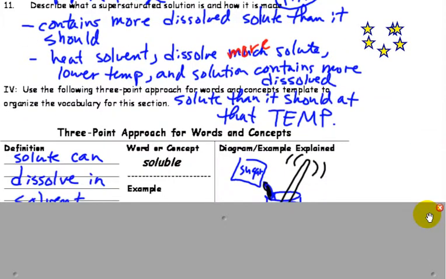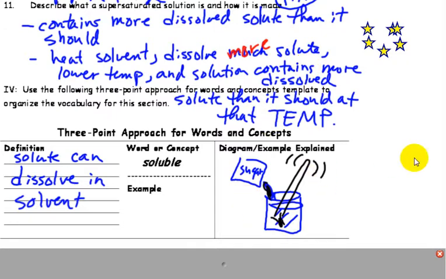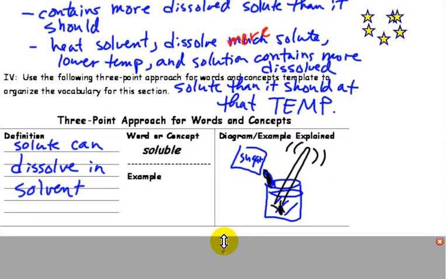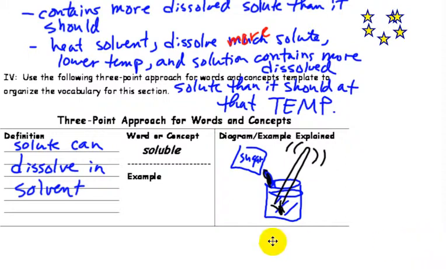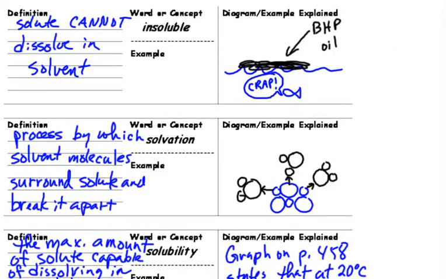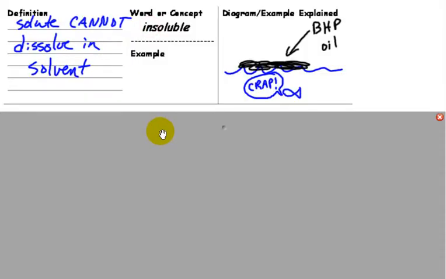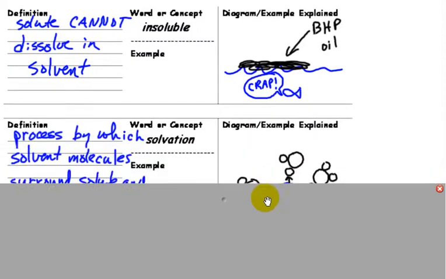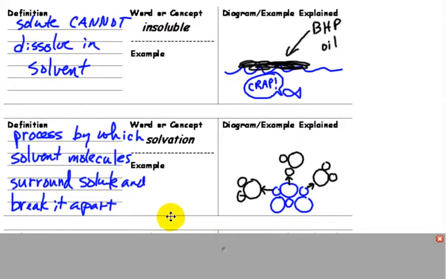We'll go through some vocab terms now. Soluble: solute that can dissolve in a solvent. I just use an example here of pouring sugar in a beaker of water and stirring it. Insoluble: the solute cannot dissolve in a solvent. I use the example of oil and water. Oil is less dense than water. You can mix it, but it won't dissolve in it. It'll come out of solution like that. Solvation: the process by which solvent molecules surround the solute and break it apart. We use the example of salt and water molecules pulling it apart.